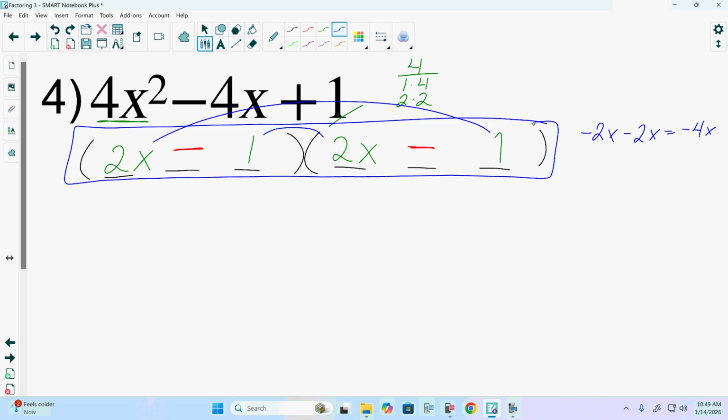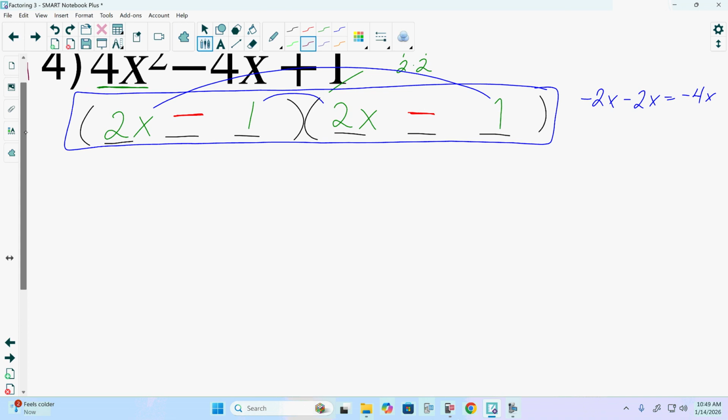But because these two factors are the exact same expression, we can write it as 2x minus 1 squared. Because when we square it, all we're saying is that it's being multiplied by itself. Since the factors are the exact same, we could rewrite it as 2x minus 1 squared. That is also the correct answer. We don't have to have both, but we can.